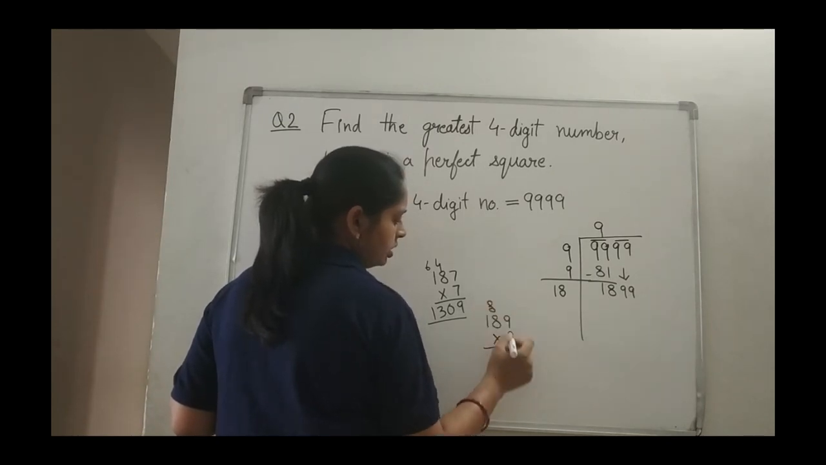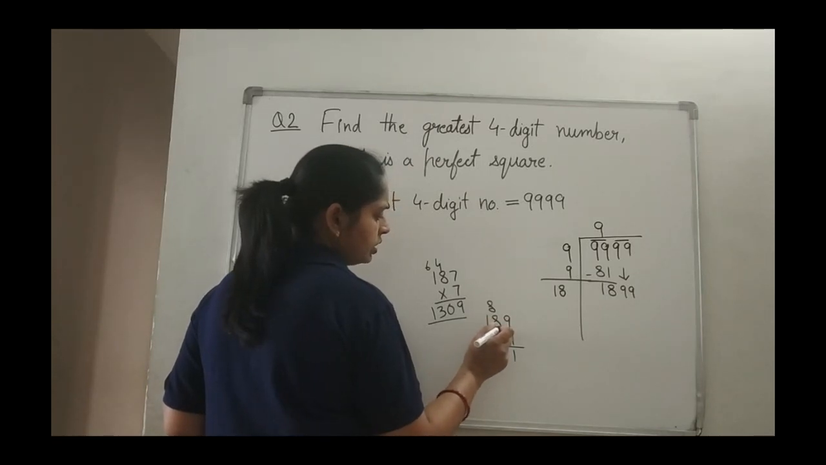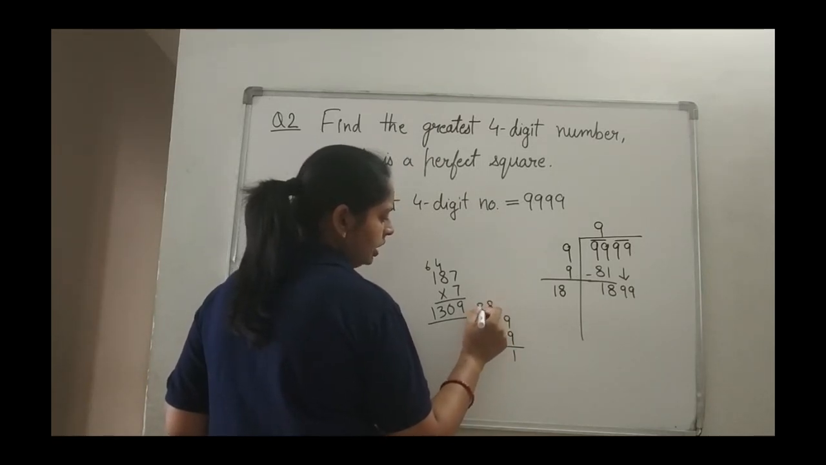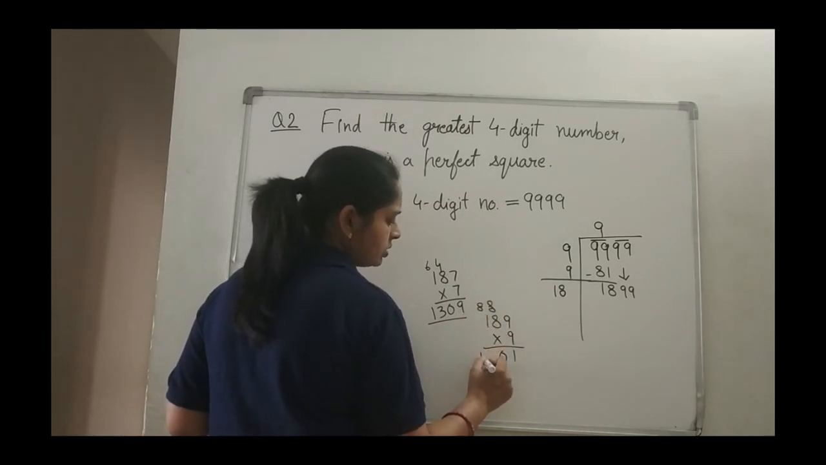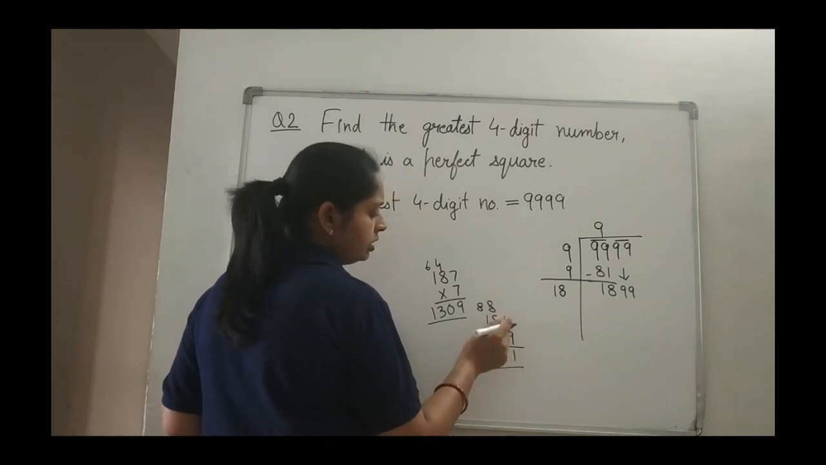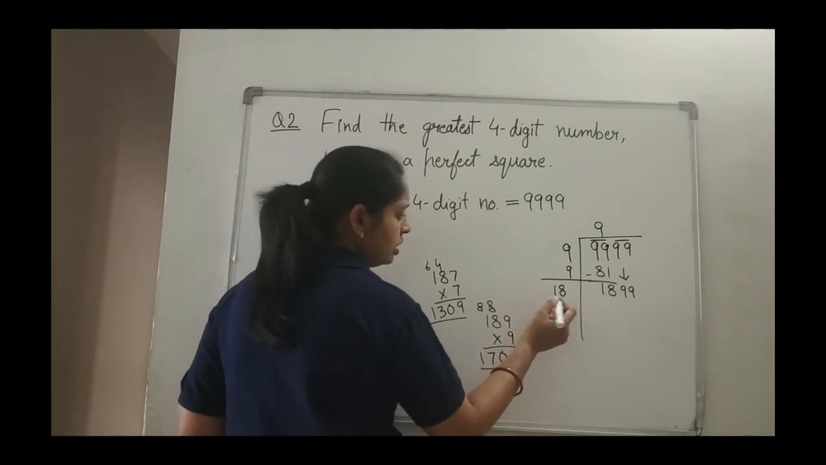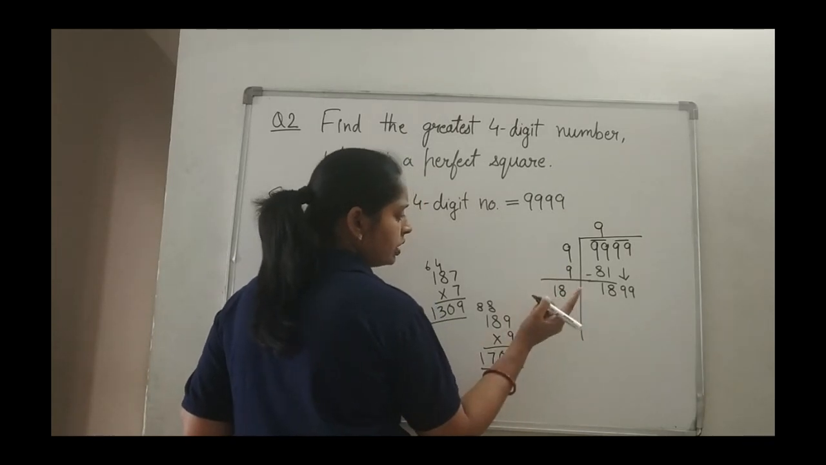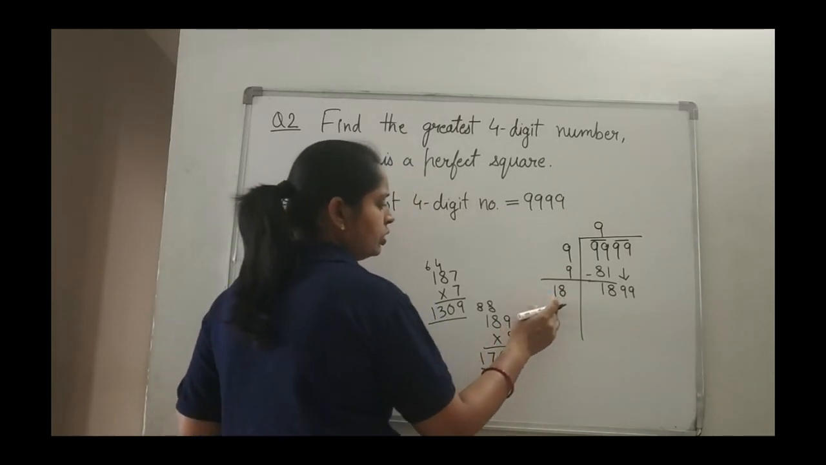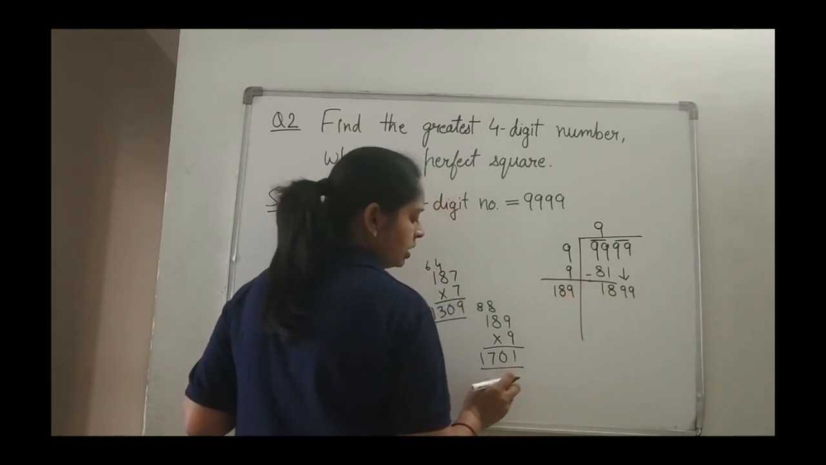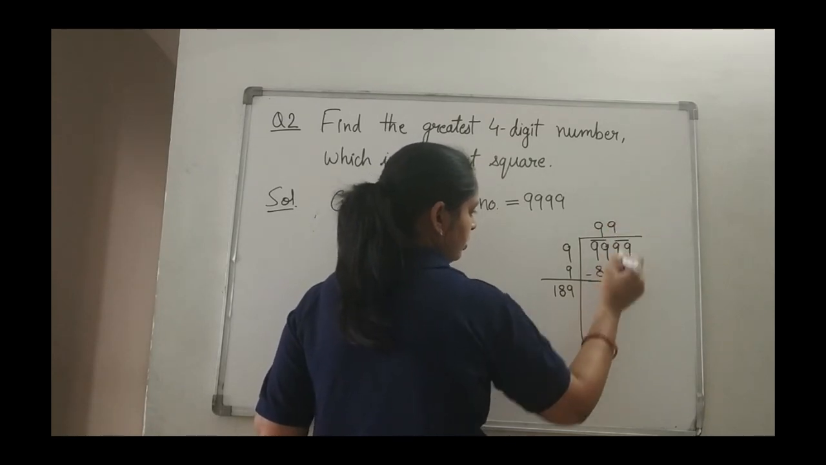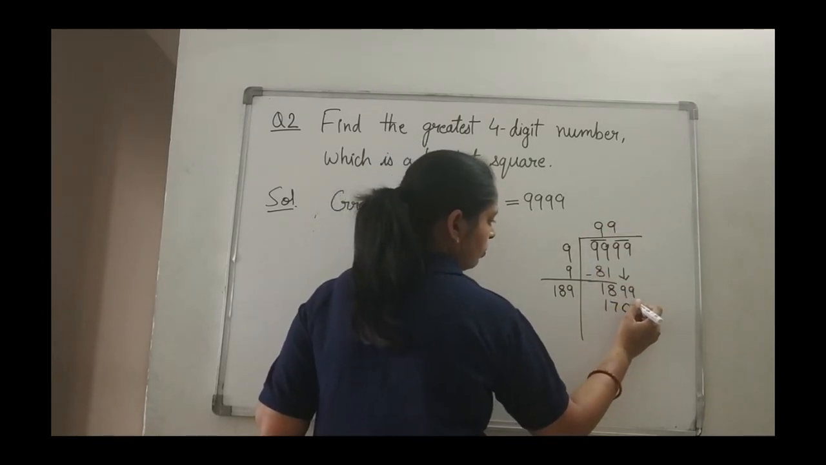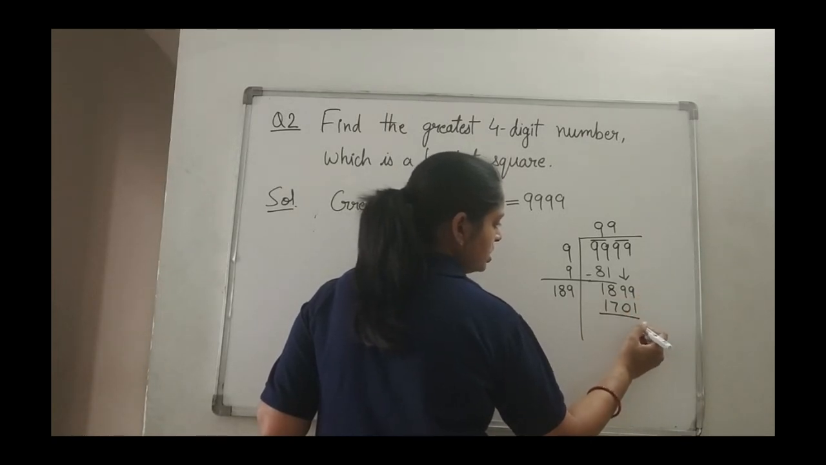9 9s are 81, 9 8s are 72 plus 8, 80, 9 ones are 9 plus 8, 9 plus 8 is how much? 17. So I have taken the maximum digit, the greatest digit is 9 only, so I can put only one digit over here. I cannot go for 11 or something like this. So 9 is the maximum, so I have taken and I got 1701. Subtract it. 9 minus 1 is 8, 9 and 1.